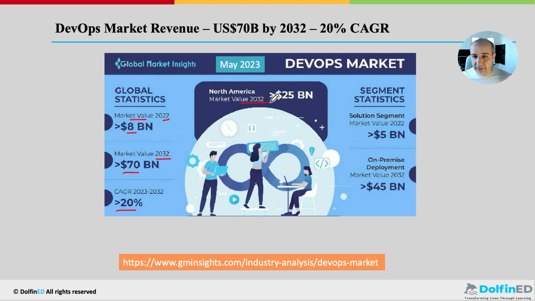If you are in North America, the market in 2032 is going to be about 25 billion, so more than one third of the global DevOps market at that time. And if we are looking at the solution segments, the vendors and tools and so on, now it's more than 5 billion, but it's going to grow by 2032 to 45 billion or more.